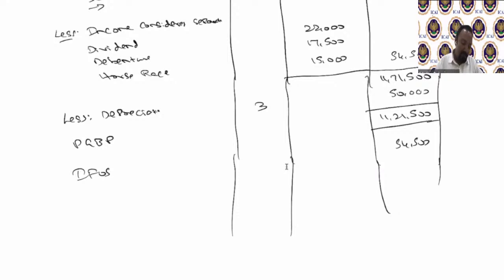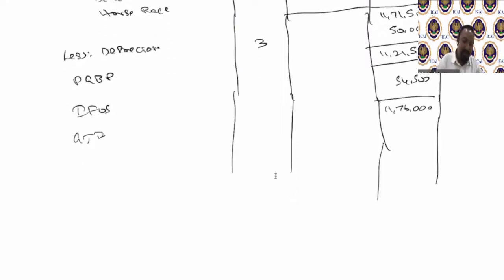So that is what is there, and then you get your gross total income. Gross total income will be 11,76,000 is your total income.